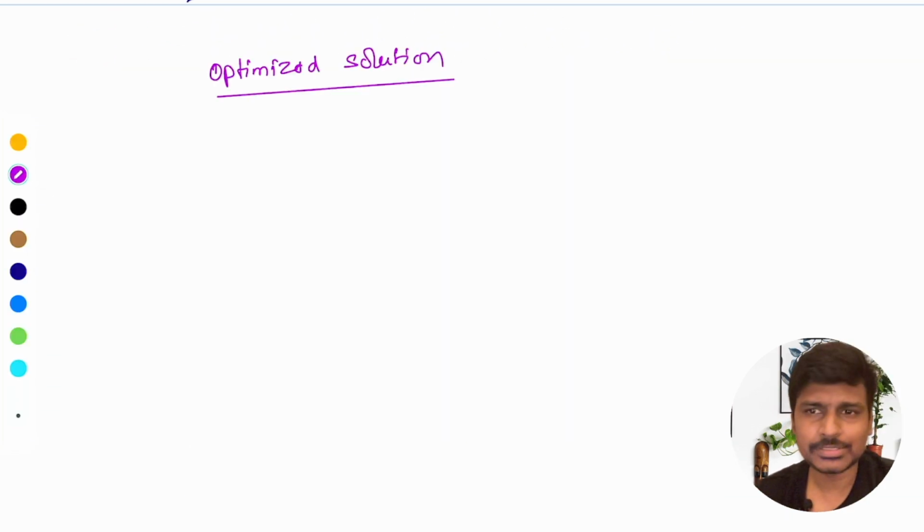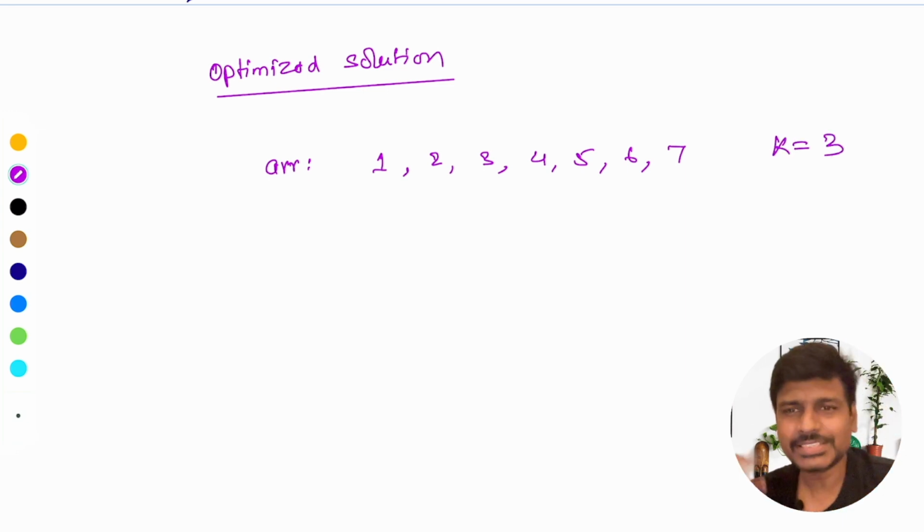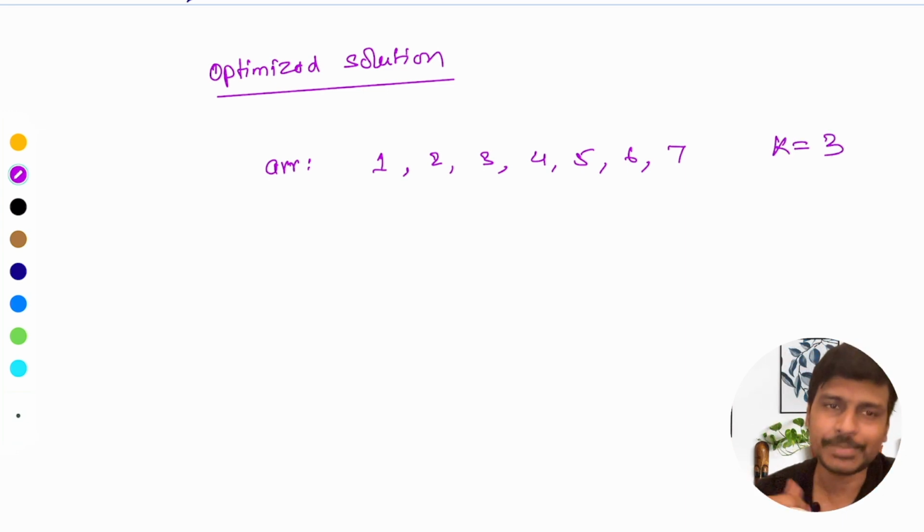So for the optimized solution, let's make a few observations. Let's take one more example. Let's say the array was given as 1, 2, 3, 4, 5, 6 and 7, and let's say k was given as 3. Let's try to do 3 iterations and see what happens.